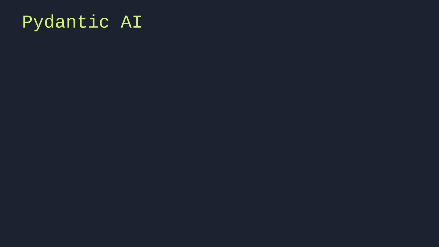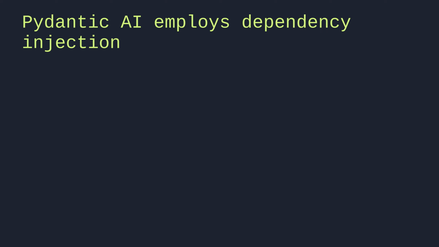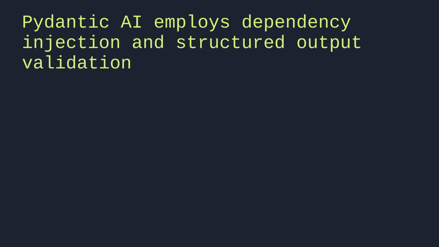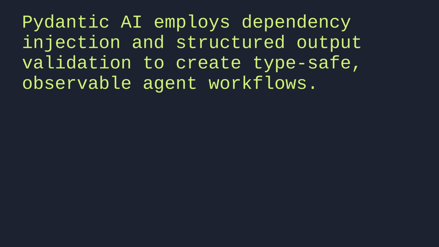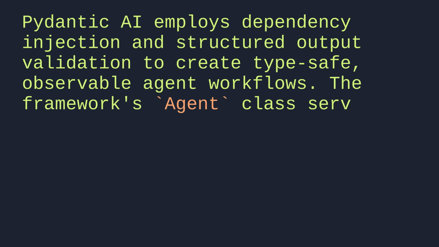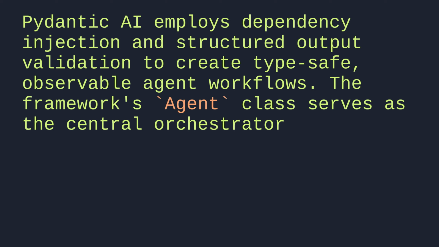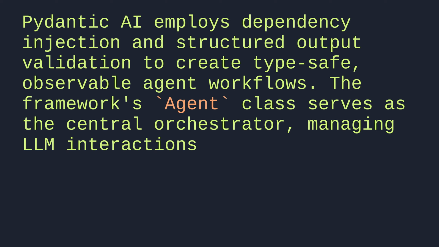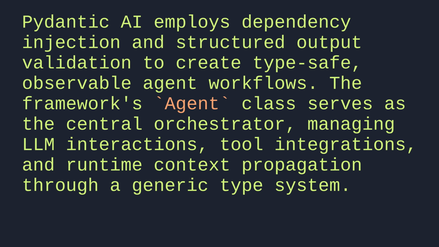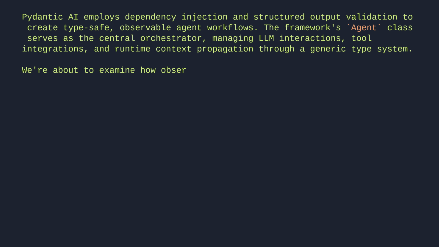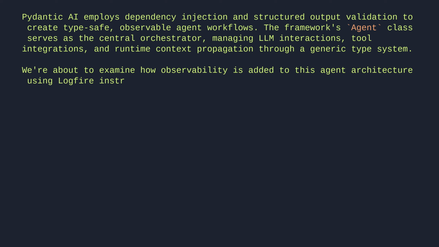Pydantic AI employs dependency injection and structured output validation to create type-safe, observable agent workflows. The framework's agent class serves as the central orchestrator, managing LLM interactions, tool integrations, and runtime context propagation through a generic type system. We're about to examine how observability is added to this agent architecture using Logfire instrumentation.